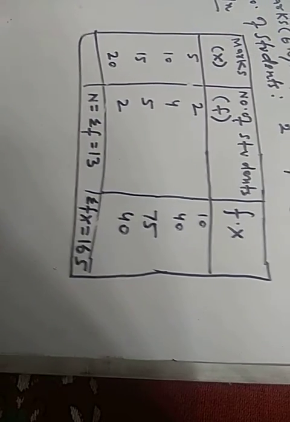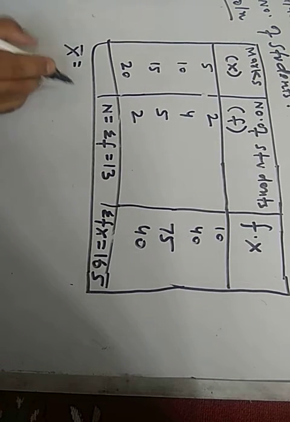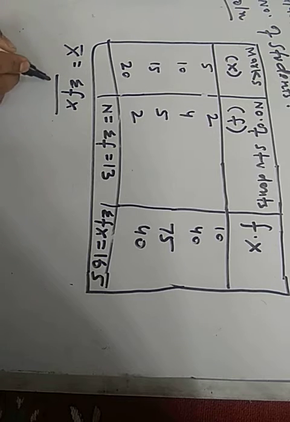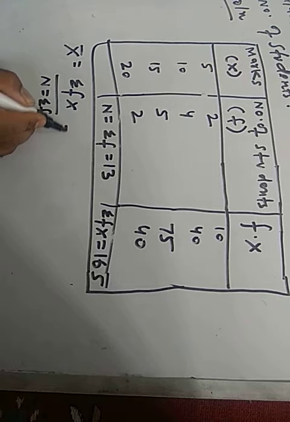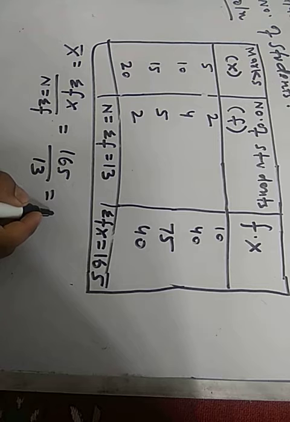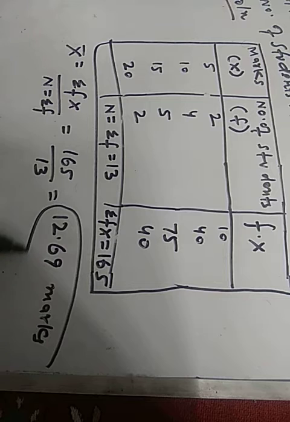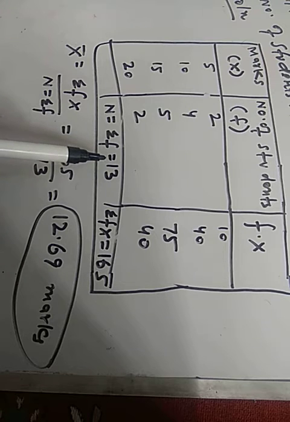Now applying this formula, x bar is equal to sigma fx divided by sigma f. X bar is equal to sigma fx divided by n, where n is equal to sigma f. It will be equal to 165 divided by 13, and doing it on calculator we will get the value equal to 12.69 marks. Since the variable is marks, it means 12.69 marks. That is, the average marks of these 30 students is equal to 12.69 marks.